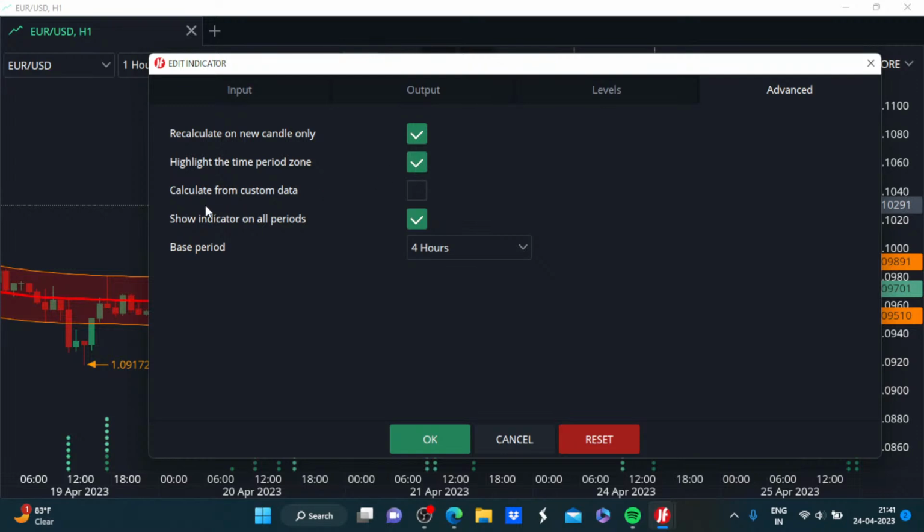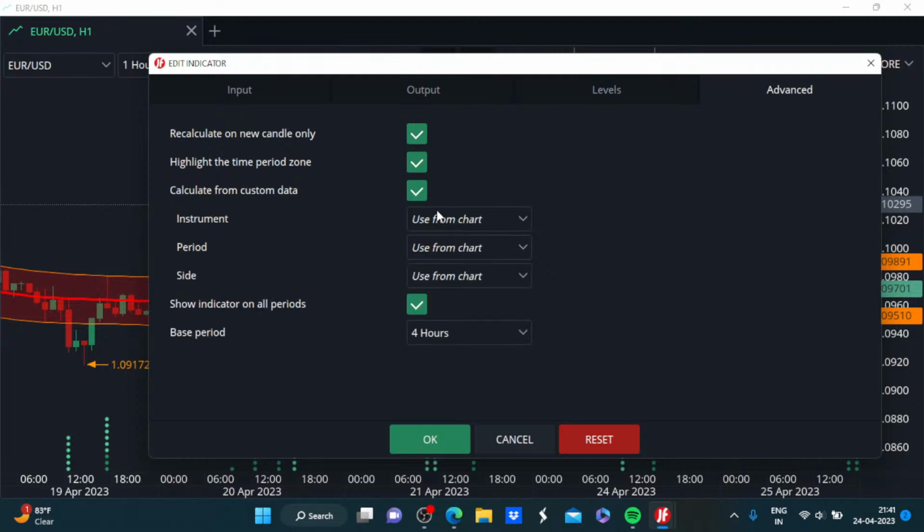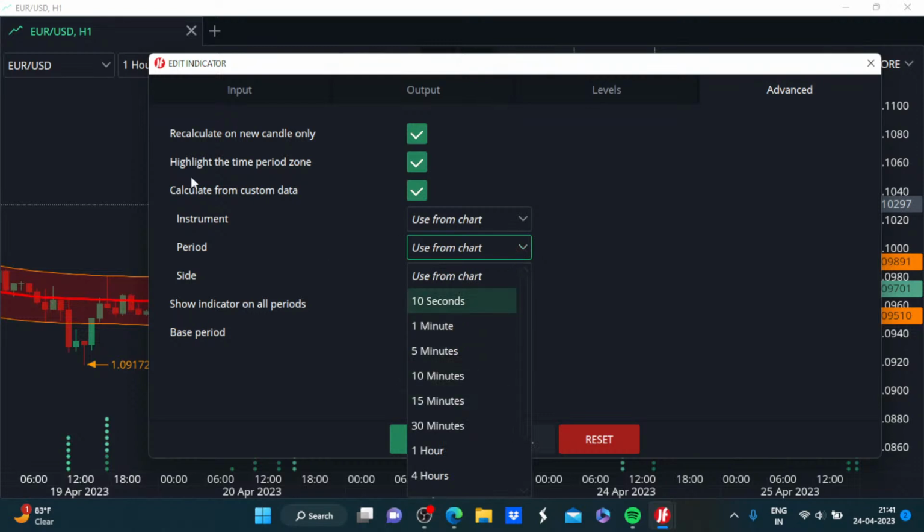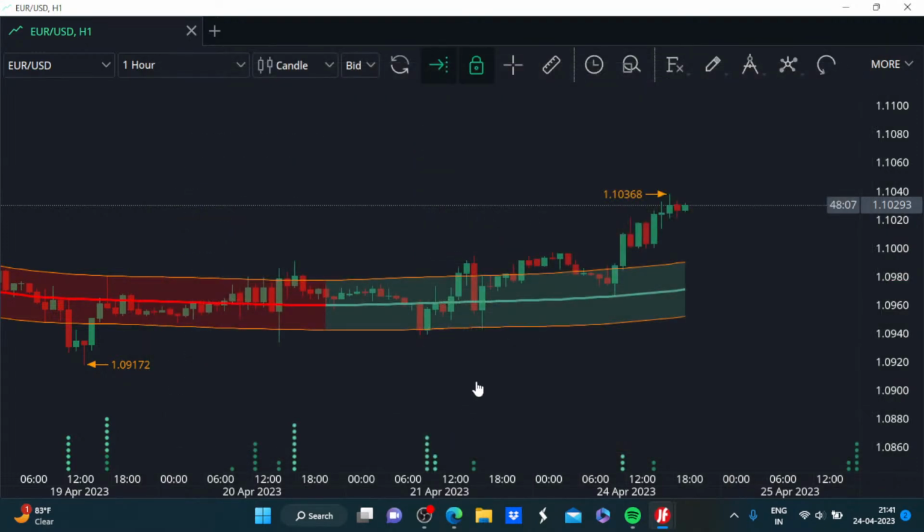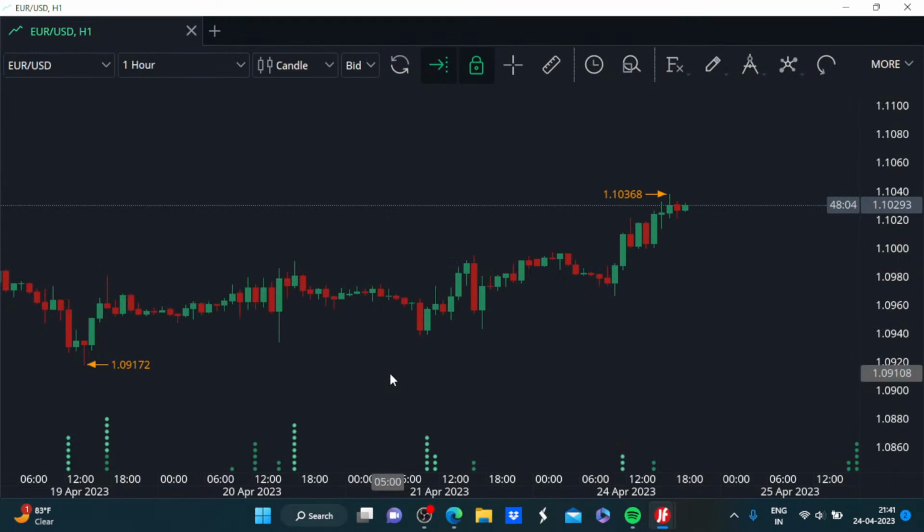Calculate from custom data. The calculation can be customized independently of the chart. So you can specify the instrument, the candle period. Like for example, even though the chart is drawn on the hourly candle period, you can vary this calculation of the indicator. And now the plotting of this Gaussian channel is going to take place with each candle being considered of 15 minutes rather than hourly. It is taking some time to respond, time to plot.